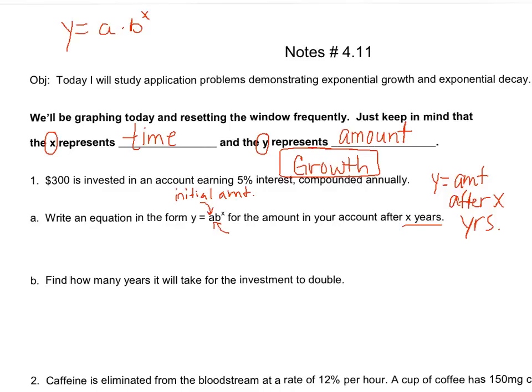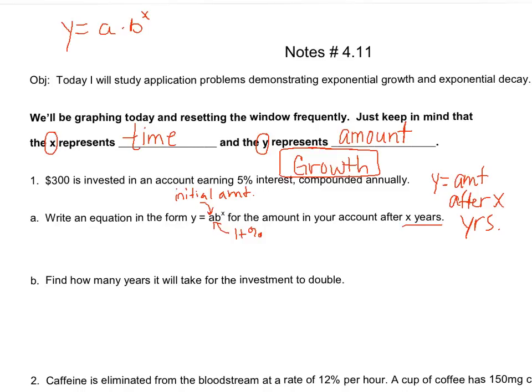So in this case, b is going to be 1 plus the percent. And the reason why we use 1 plus the percent is because we want our initial amount, 1 times our initial amount, plus whatever percent we gain from the interest, we want it to get added to our initial amount. So this is going to be represented by 1 plus the percent.